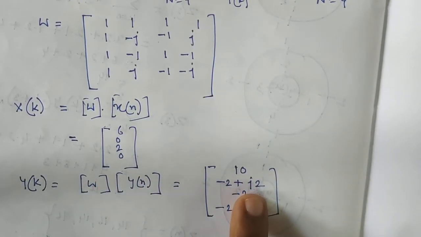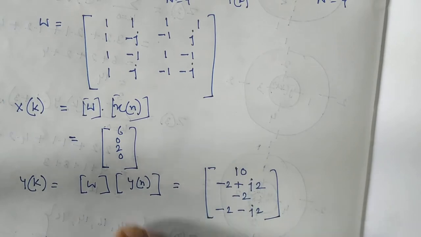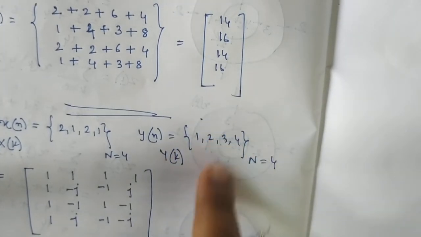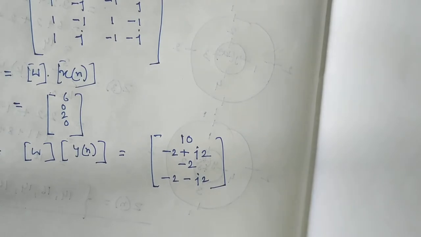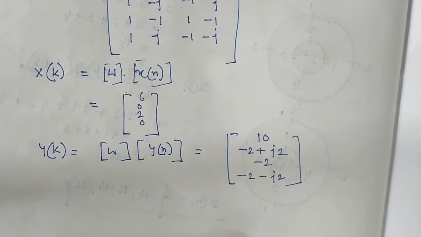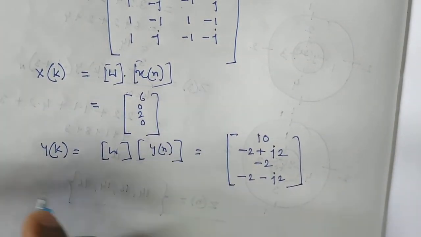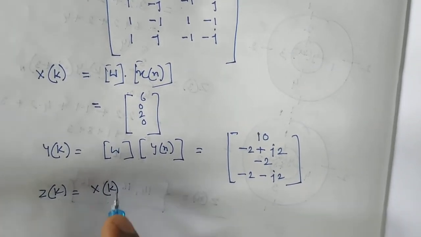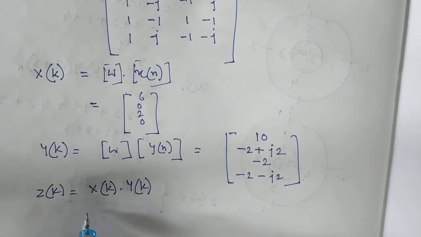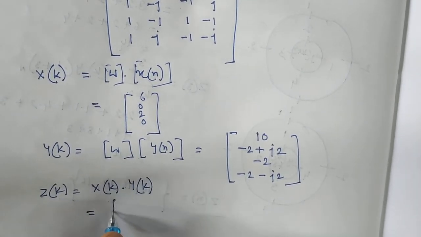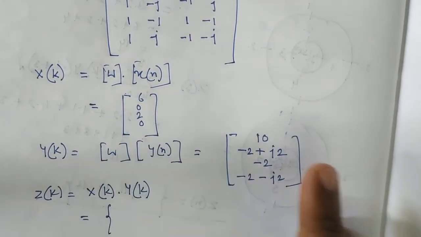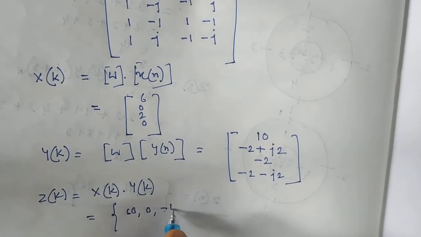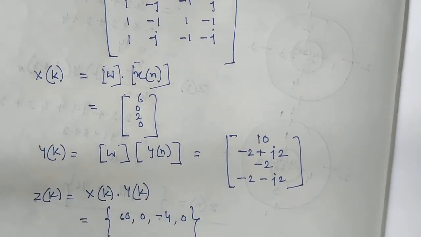Here I am doing the shortcut, but you practice it. W means the twiddle matrix and yn means the sequence in the column form, when you write in the matrix form actually. So this is our Xk, this is my Yk. So you can say Zk is equal to Xk dot Yk. So if you multiply Xk and Yk, you will get the sequence 60, 0, minus 4, 0.